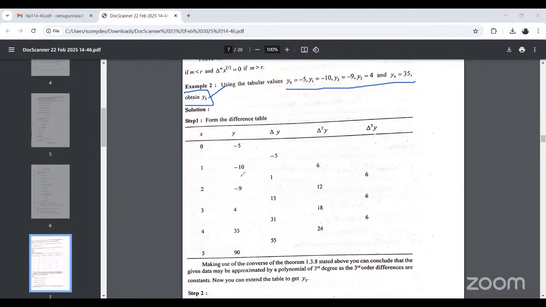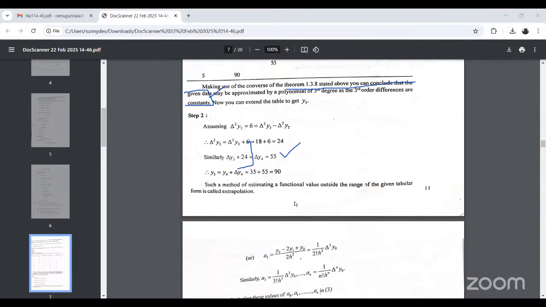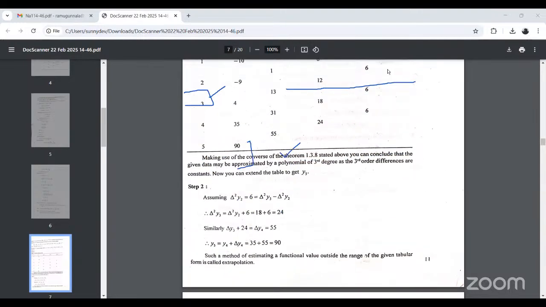So let's take the difference here. -10 minus of -5 becomes -5, then 1, 13, 31, 55; then 6, 12, 18, 24; then 6, 6, 6, and the remaining will be 0. Let's see the next step. So this is delta square y, no? Delta square y to 6 equals delta square y3 minus delta square y2. So from there we can write delta square y3 equals delta square y2 plus 6. So that is 18 plus 6, 24. Similarly, delta cube plus 24 equals delta 4, 55. Next, additional we have to add.